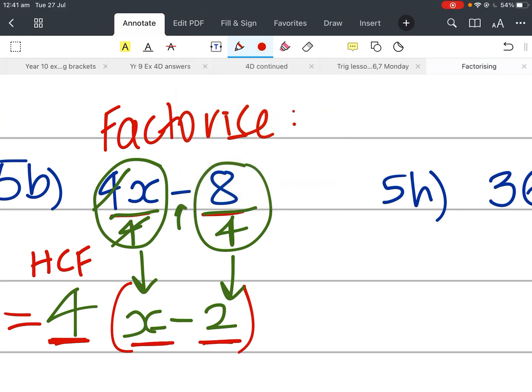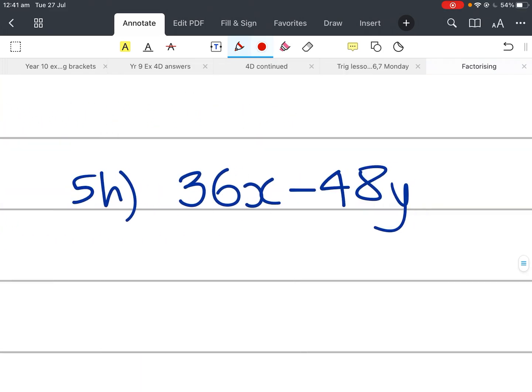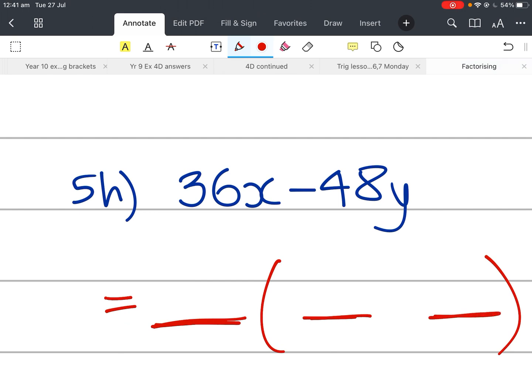Let me get my red pen back. Okay. So again, I have to factorise, so I've got to put something out the front, and I've got to put something inside my brackets, 2 things inside my brackets. So I have to say to myself, right, let's look at the numbers first. 36 and 48, they're bigger numbers. Can you think of the biggest number you can that will go into 36 and also 48?